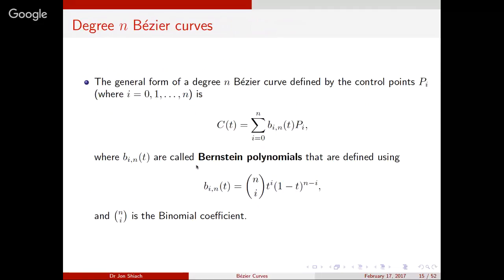Okay, this here, just to confuse the notation, this is the binomial coefficient. It's not a vector or a matrix. That's n choose i. How many ways of choosing i objects from a list of n? Okay. t is your parameter. Well, that's just going to be a function. So then t to the power of i, 1 minus t to the power of n minus i.